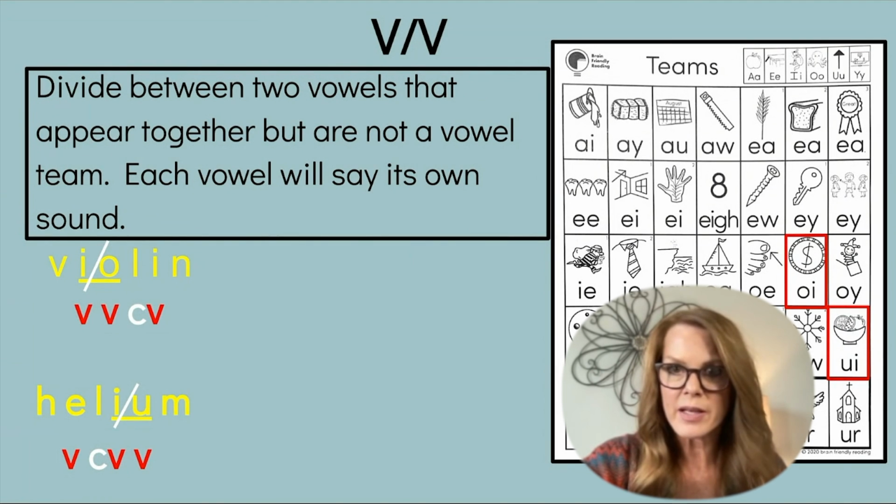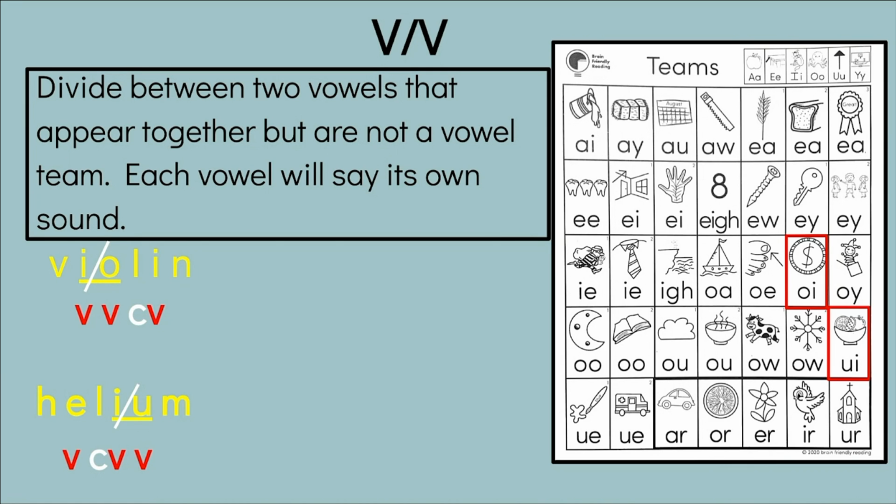Often when we see two vowels together in a word, they function as a vowel team, and we mark them with a big V. However, if there are two vowels that are together but are not a vowel team from the chart, they need to be divided and each vowel makes a separate sound. For example, in this first word, we mark the vowels and the consonants between. We see that there are two vowels together, I, O. Are they a vowel team? If we look on our chart, we see that OI is a vowel team, but IO is not. Therefore, we don't mark with a big V, but mark separately and divide between the two vowels.